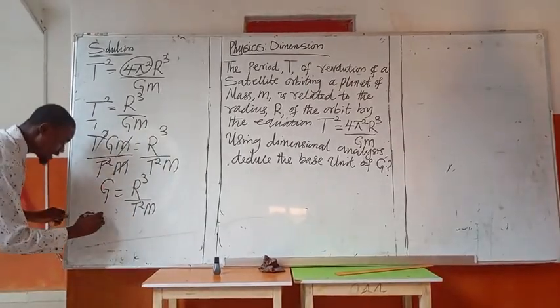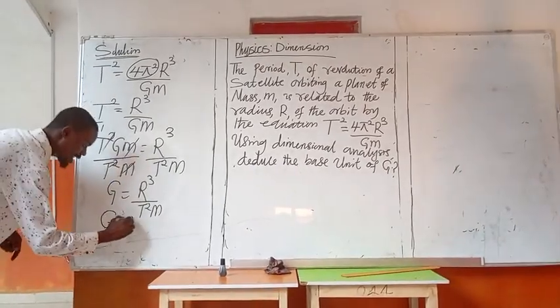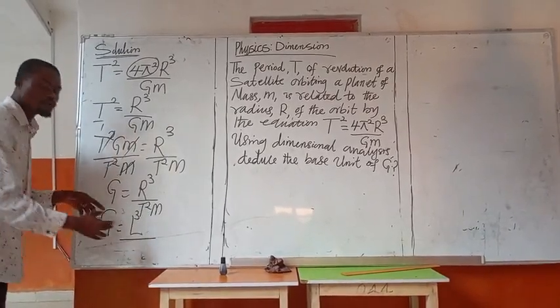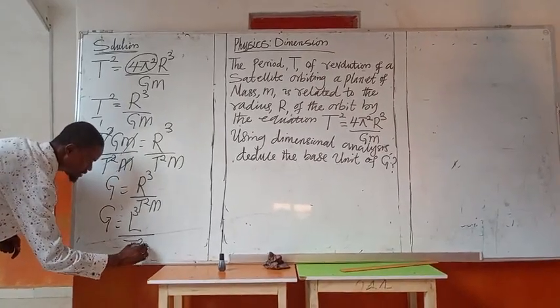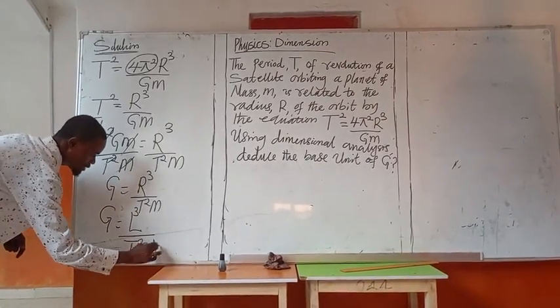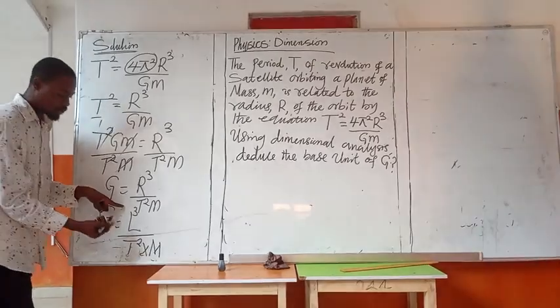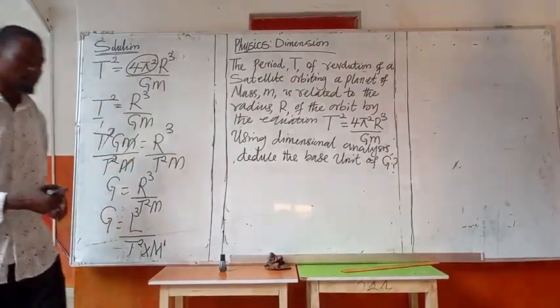So now I'll find the dimension. I'll now input the dimensions. Dimension for radius is L raised to power 3, all over dimension for time, which is T, the period, is still T raised to power 2, times dimension for mass, which is still capital letter M. Every letter has a power. This one will have the power of 1 because M raised to power 1 is M.